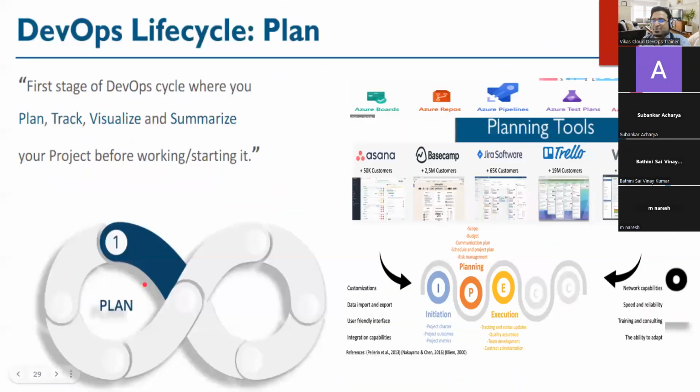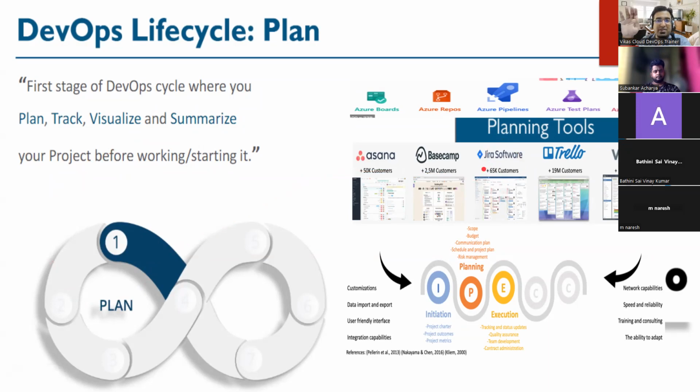The very first phase is planning. In planning, they plan the complete project. They track which person is doing how much work, visualize how much time will be required, and summarize that this thing has been achieved in this much time. In the planning phase, there are so many tools available in the market. The most popular tool is Jira software. I feel this tool is available in 80% of companies.